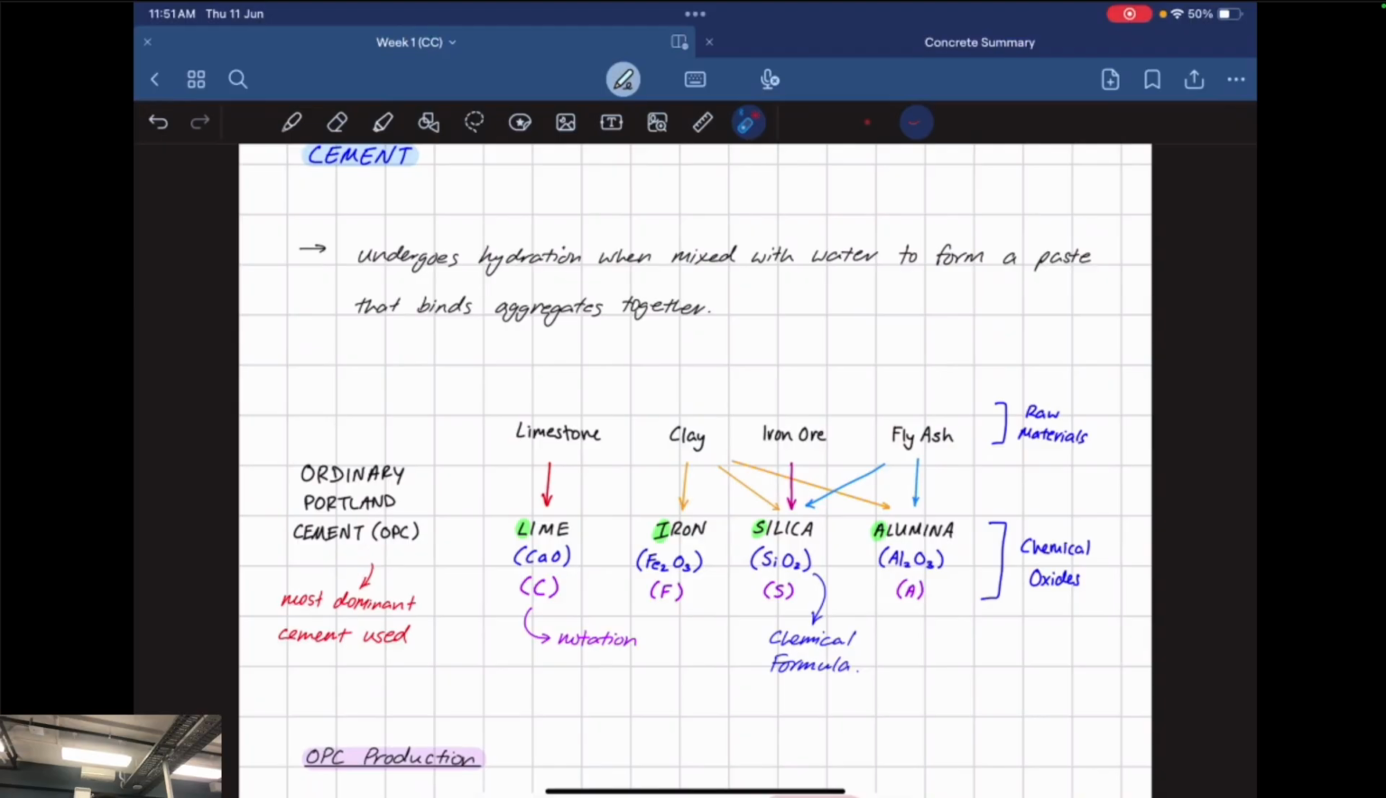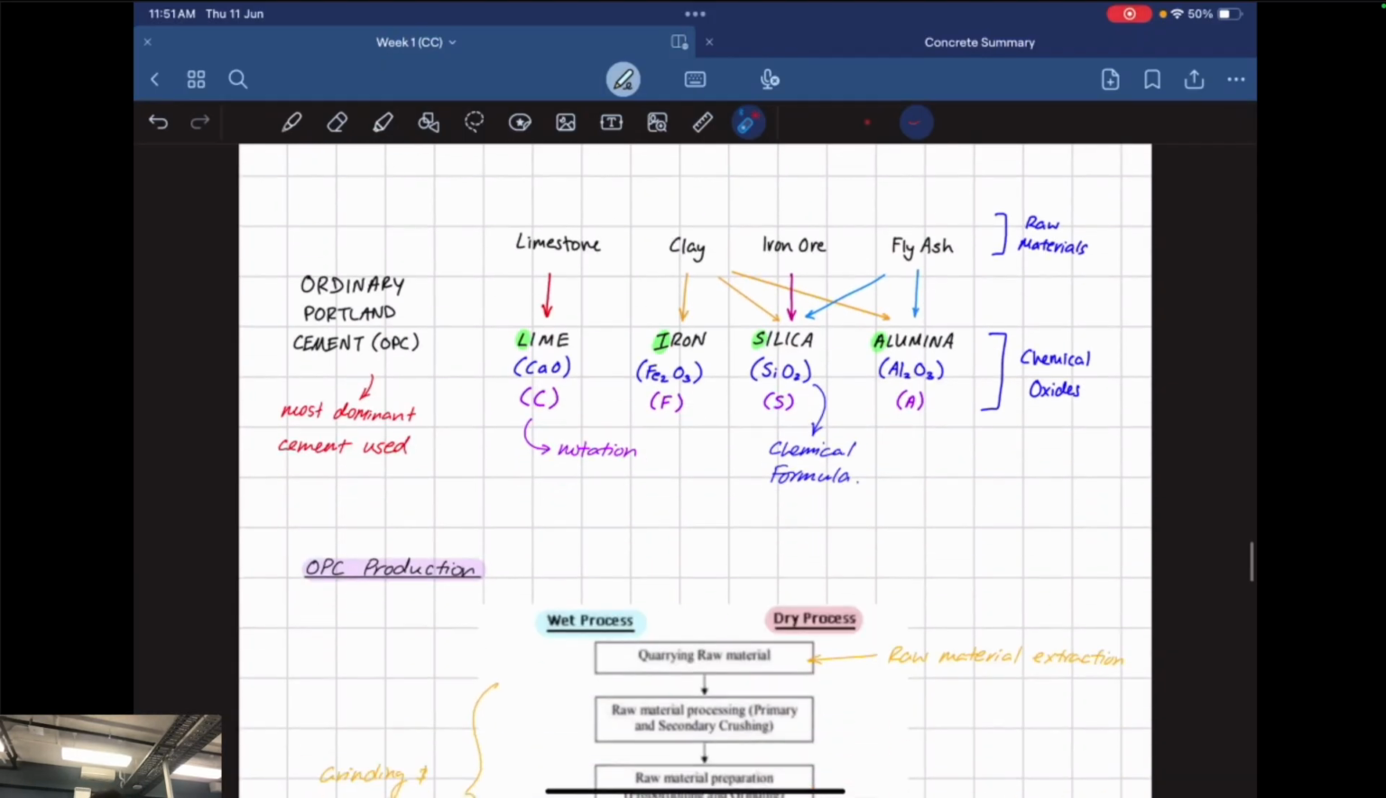There are a few things I've also added here. We've got a chemical formula for our chemical oxides, and we've also got a notation that we use in engineering. Instead of the chemical formula, which is a bit too complicated for us, since we're not great at chemistry, we use just C, F, S, and A. Pretty simple to understand. You're going to have to wrap your head around that, because later on, when we're talking about clinker or minerals, we'll be using the engineering notation, not the chemical formula.